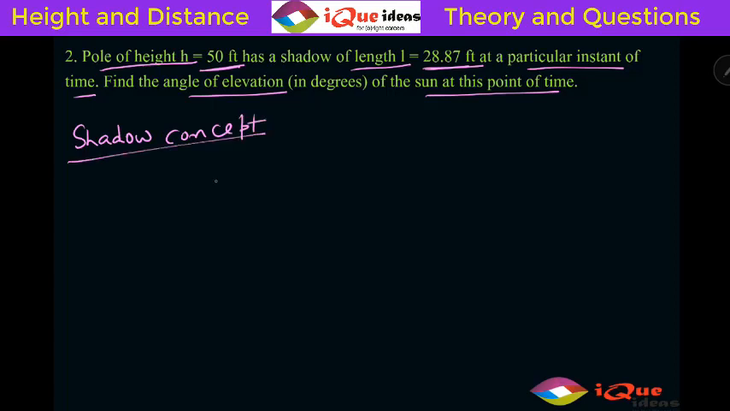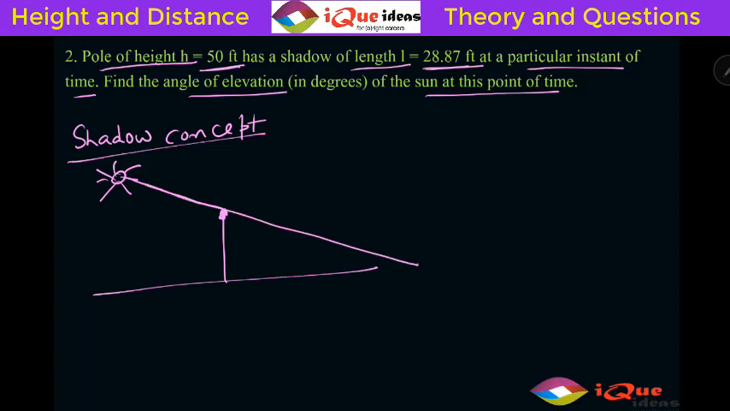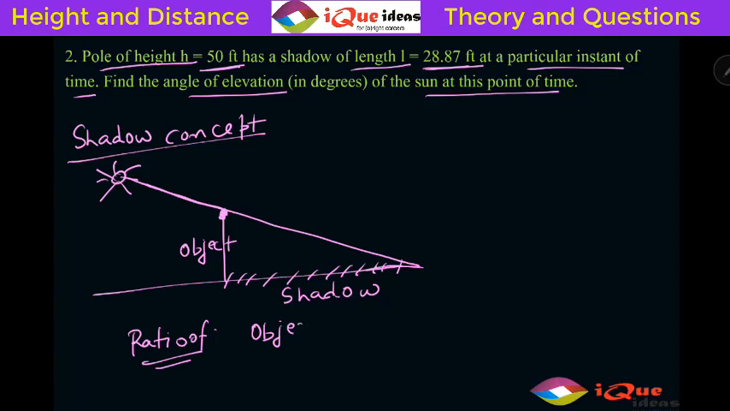Say for example, the sun is shining here. Okay, this is the ground, and if you erect anything, let's say this is the object, what will happen? How will the shadow be formed? Look at this carefully. The sun ray starts from the sun, goes to the top of the object and touches the ground. Right, if this is the object, then this length that I am marking is the length of the shadow. All right, always remember that the ratio of object to shadow length is always constant. At any particular instant, it is always equal to a constant.